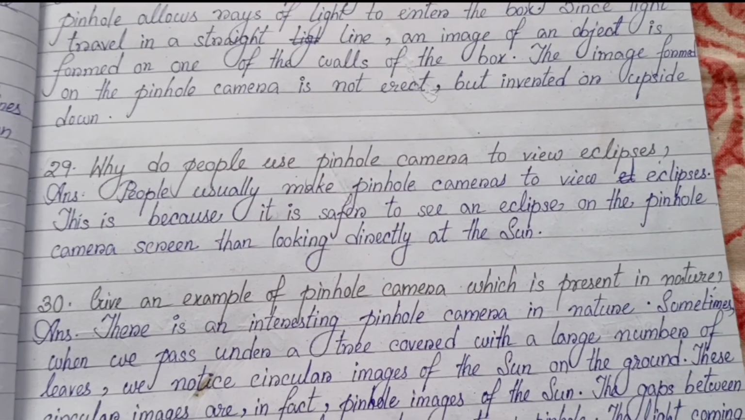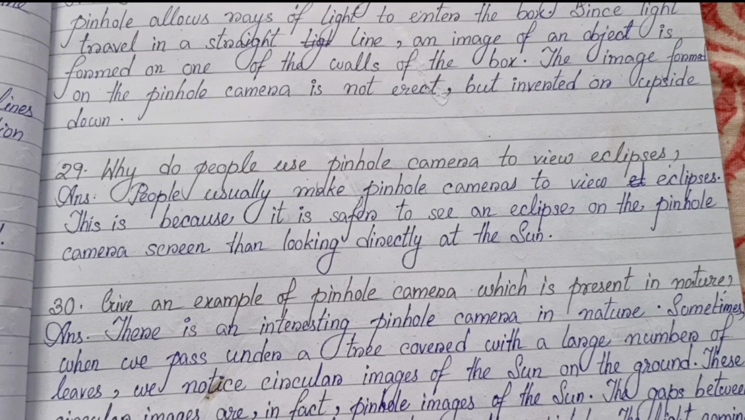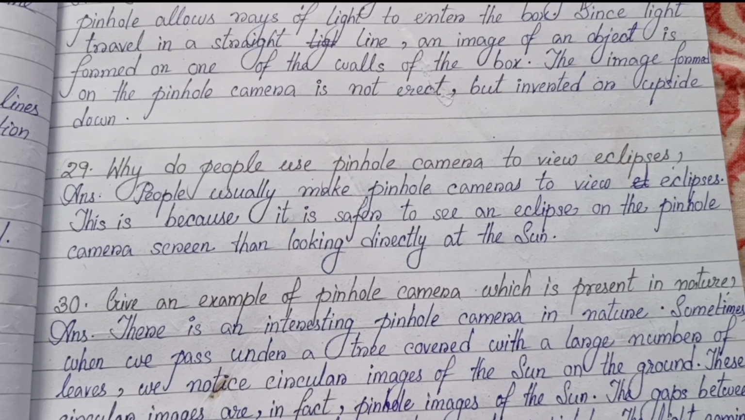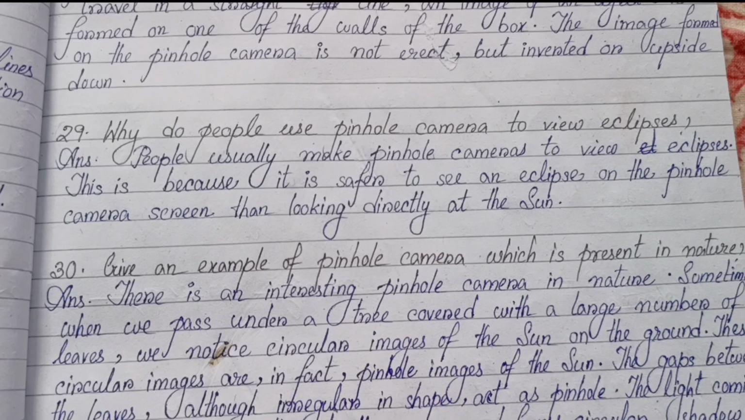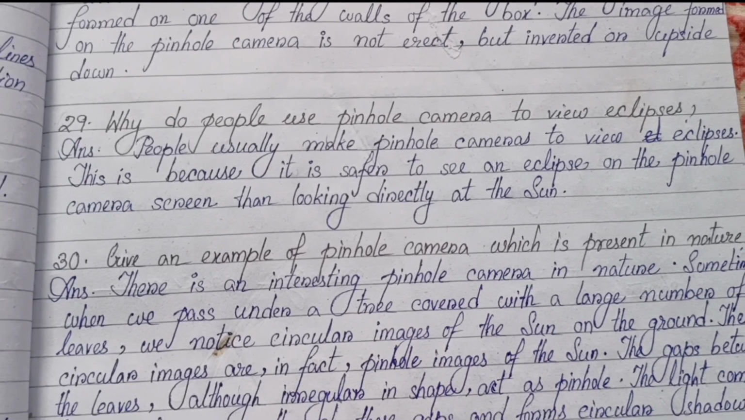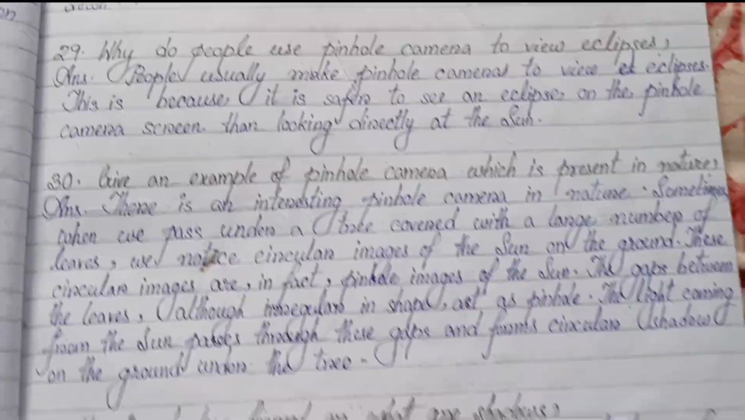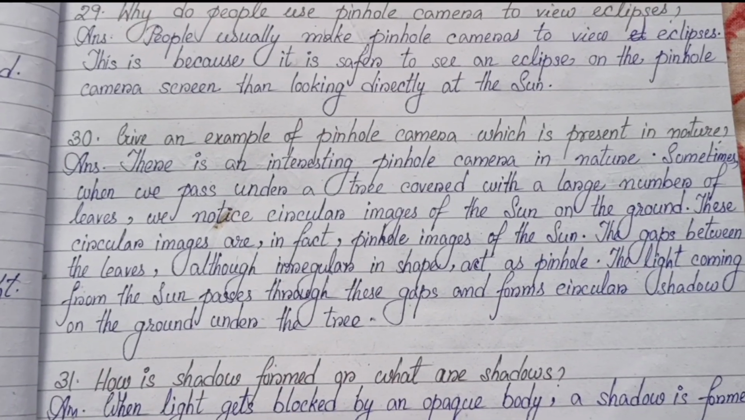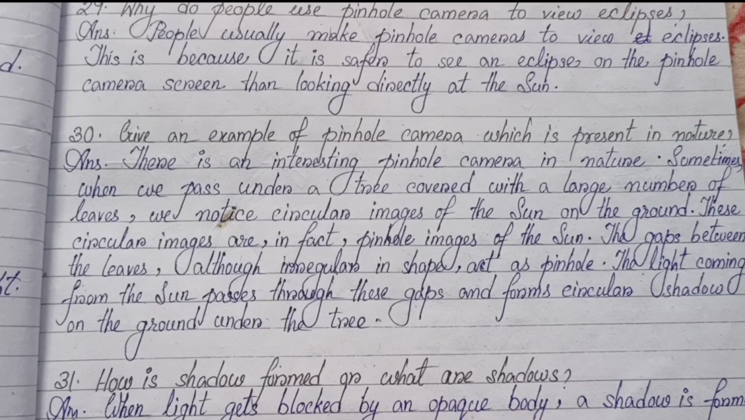Number 29, why do people use pinhole camera to view eclipses? People usually make pinhole cameras to view eclipses. This is because it is safer to see an eclipse on the pinhole camera screen than looking directly at the sun. Number 30, give an example of pinhole camera which is present in nature.